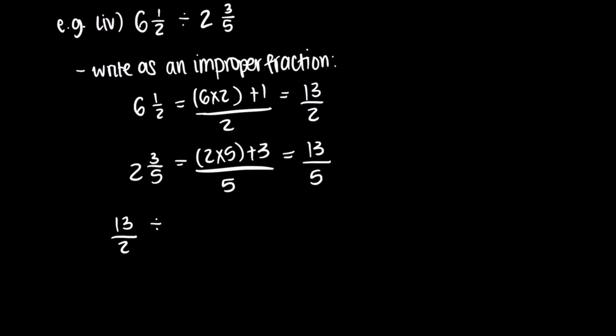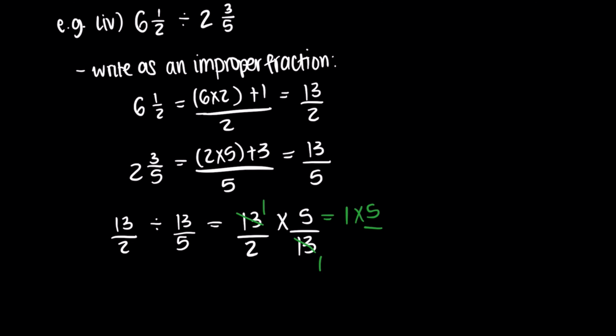13 over 2 divided by 13 over 5. This is 13 over 2 multiplied by the reciprocal, which is 5 over 13. We can cancel out 13 diagonally, leaving us with 1 multiplied by 5 all over 2 multiplied by 1. This is 5 over 2.